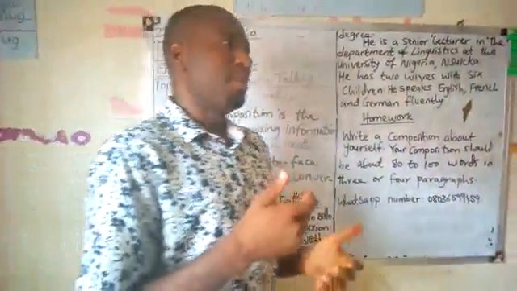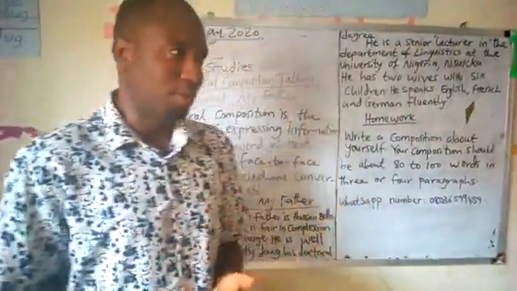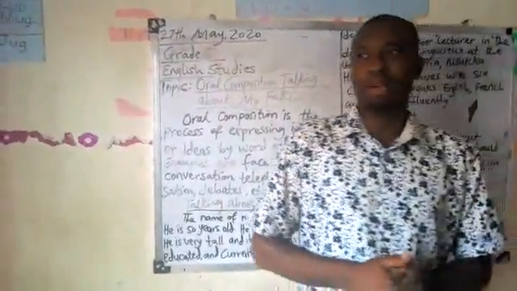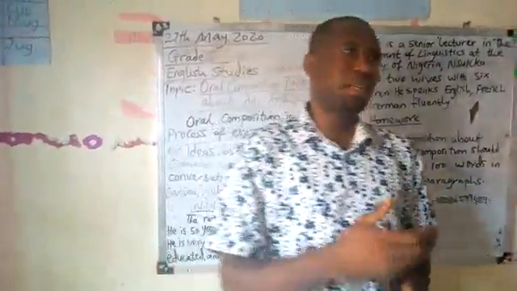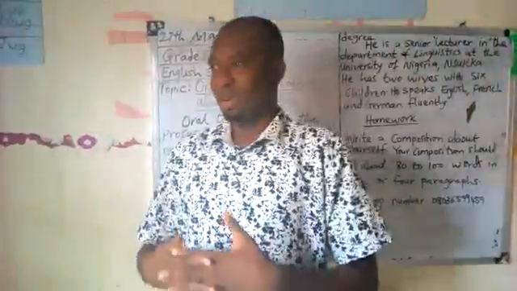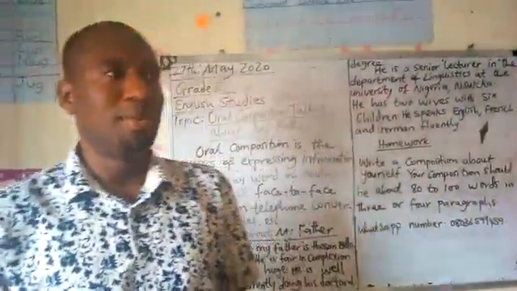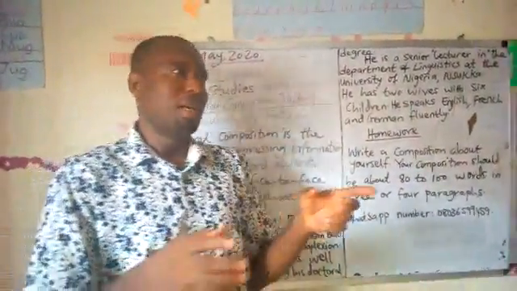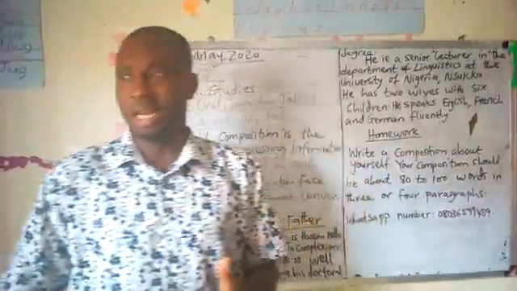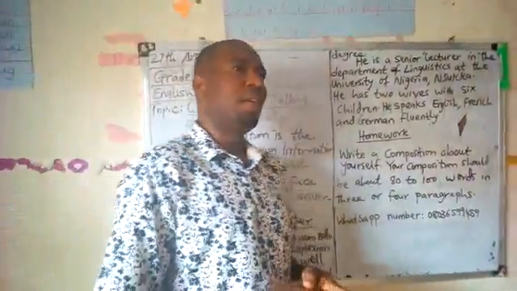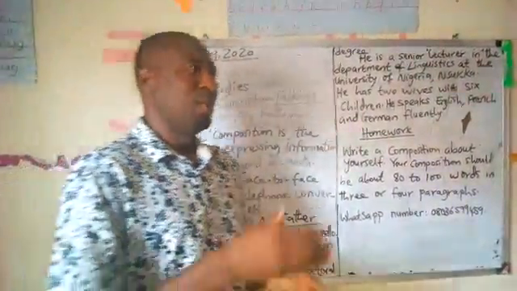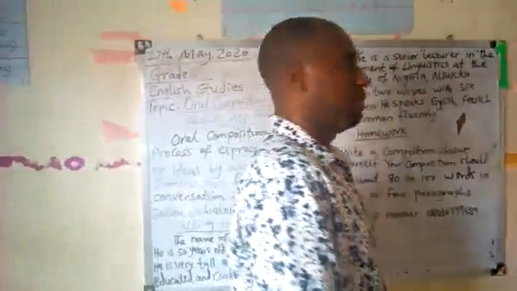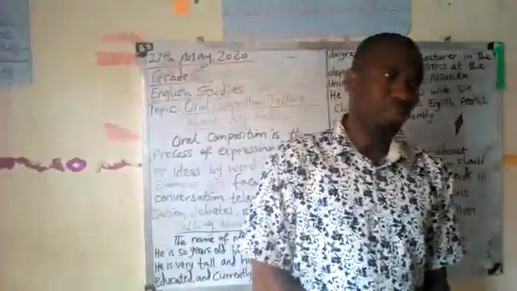We also have it in terms of presentations at the school assembly ground. Students present one thing or the other at the assembly ground. That is also an oral composition. We also have it as discussions that take place at a business meeting. It can also be a speech given at a graduation ceremony. There are many different forms of oral composition.